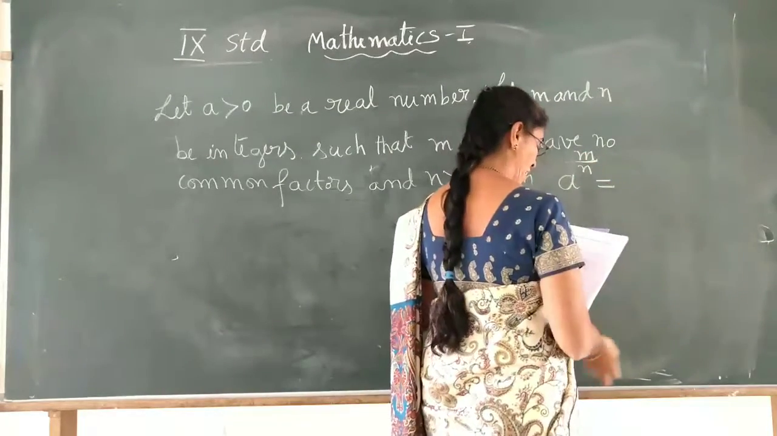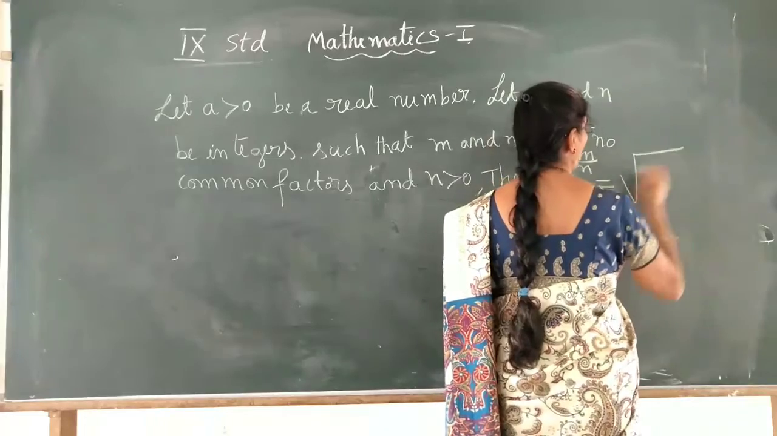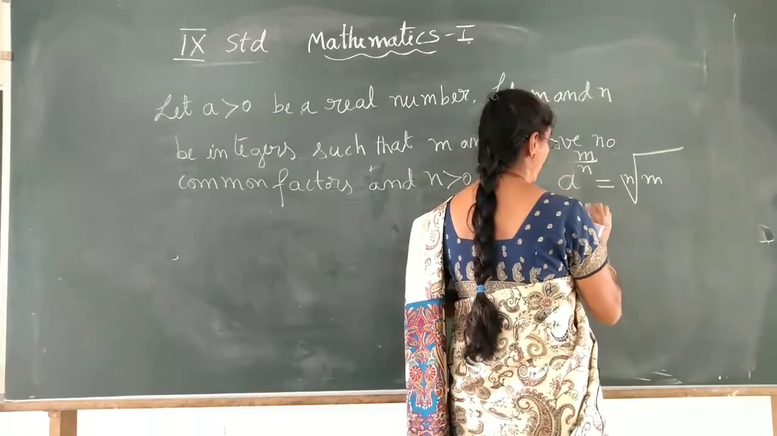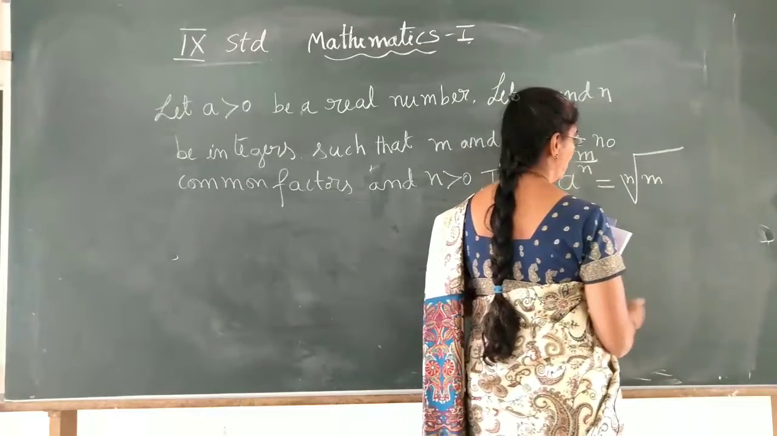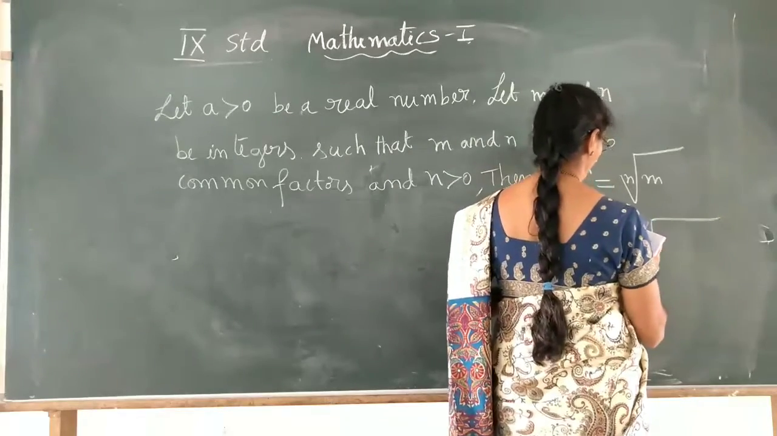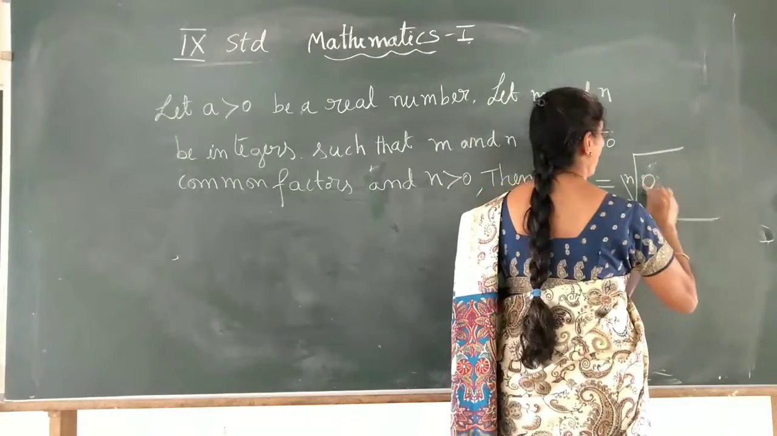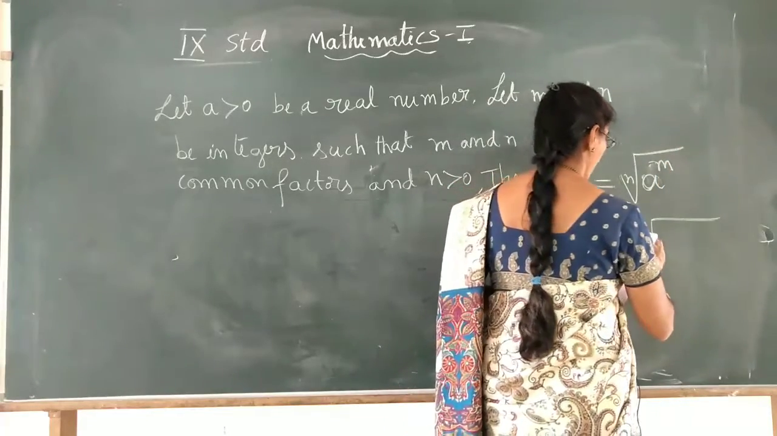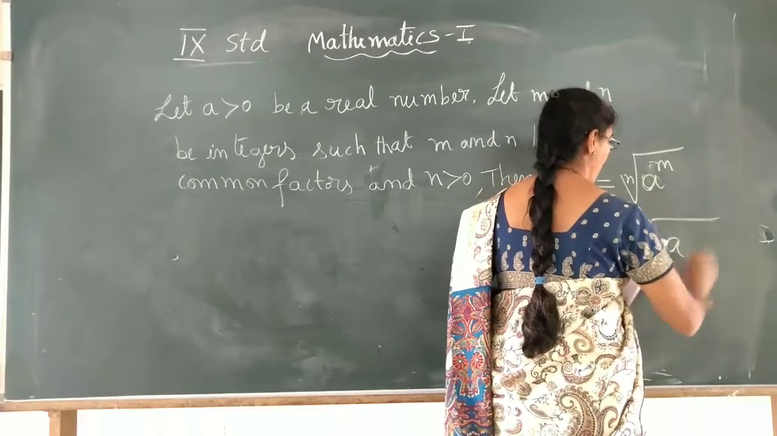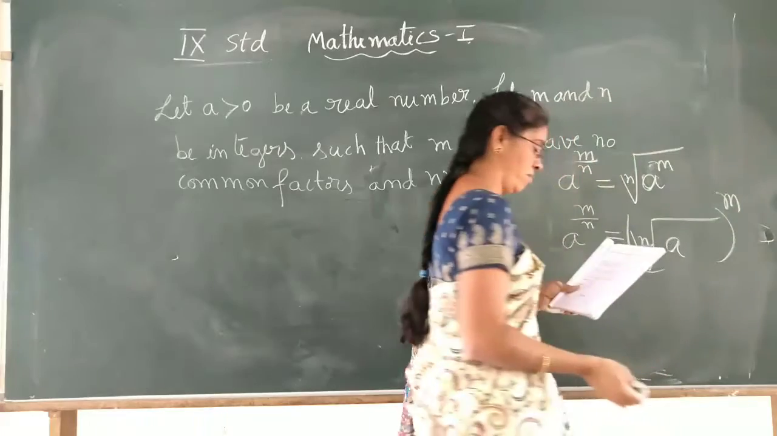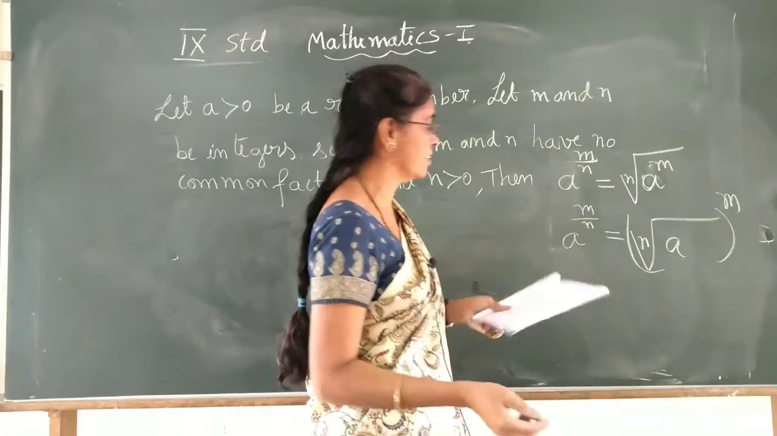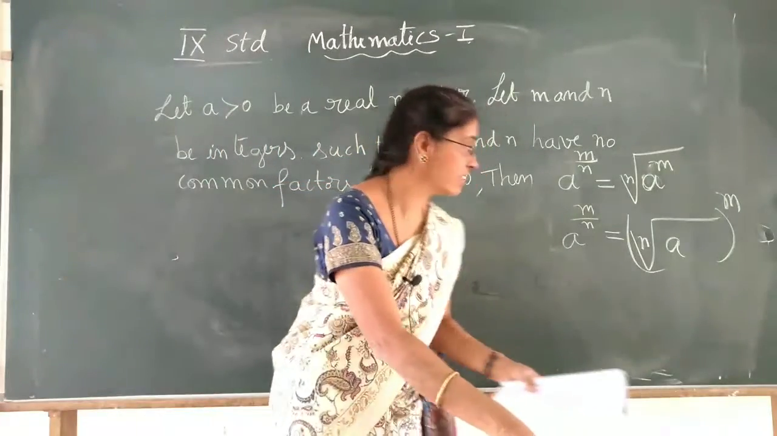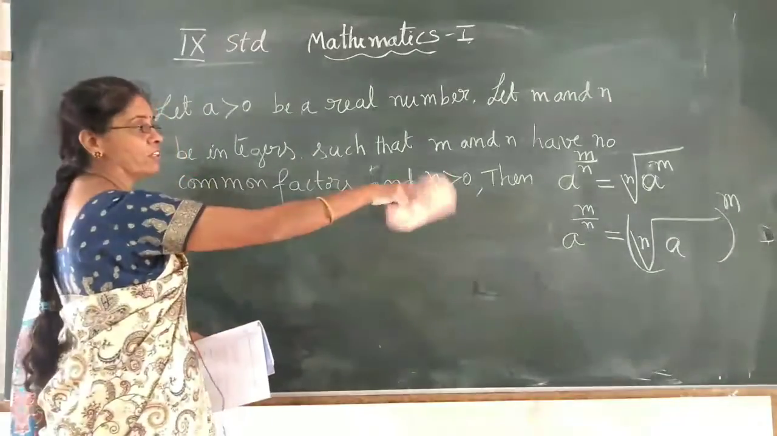can be written as the nth root of a to the power of m. It is a to the power of m by n. It is also equal to the nth root of a to the m. So you can write it in both forms like this way. That is the one thing you have to write and remember, this formula.